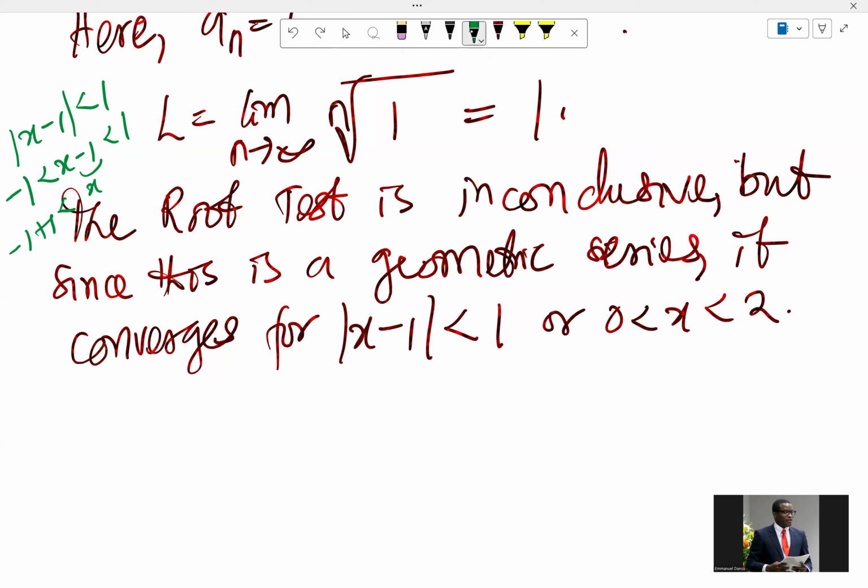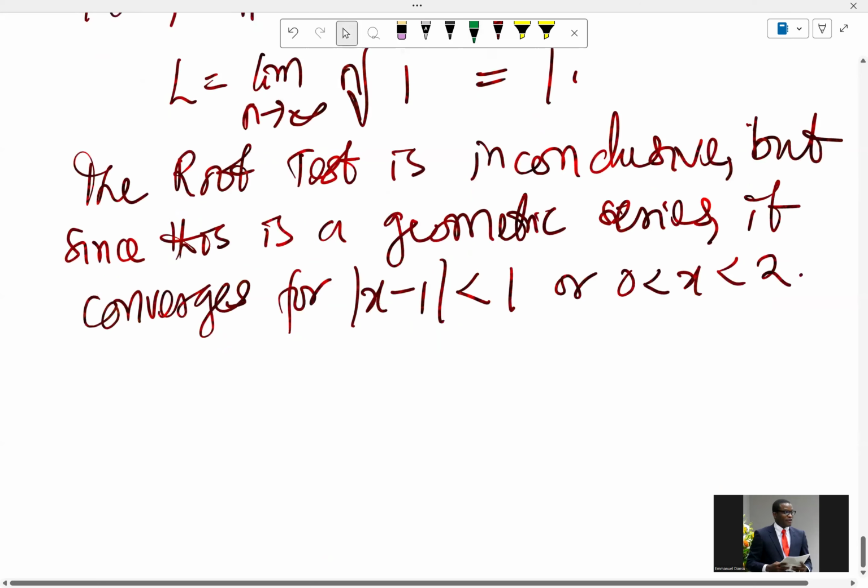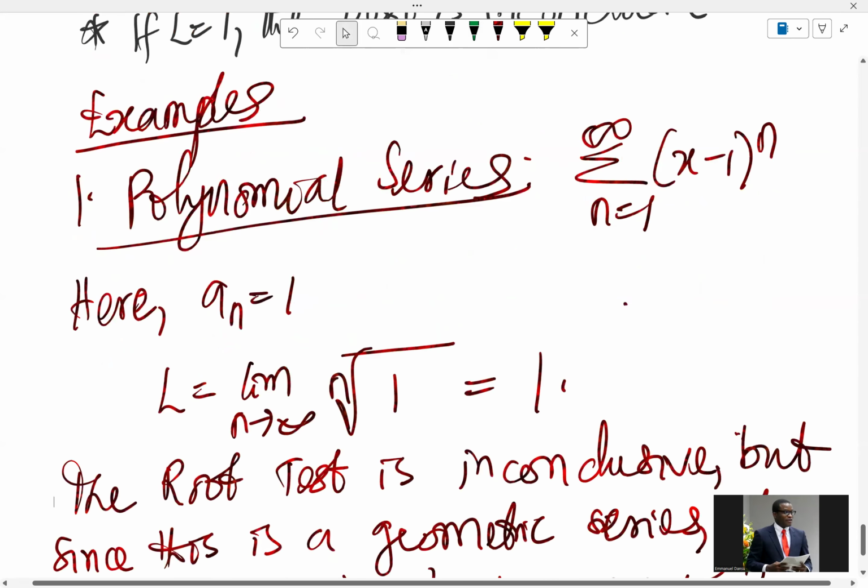Although using the root test now, the test is inconclusive, we know that geometric series actually have a particular kind of behavior, just like the sum to infinity thing I did previously. So we know that that can work.